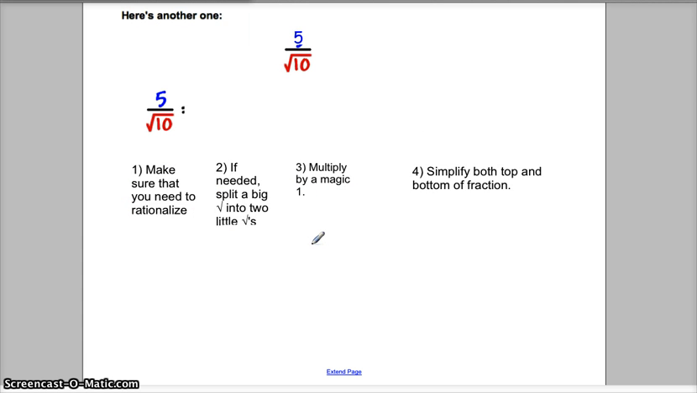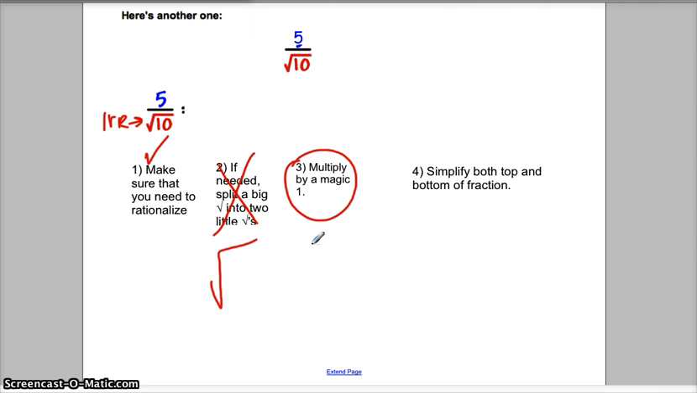Here's another one. Make sure you need to rationalize, because the square root of 10 is an irrational number, so this process does need to occur. Here, I do not have one large, so it's not applicable. Multiply by the magic 1.